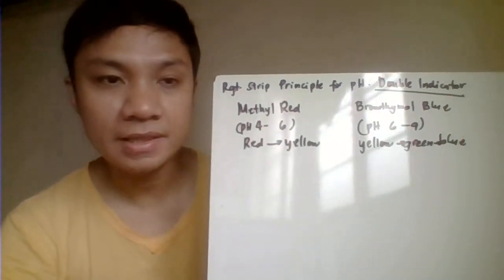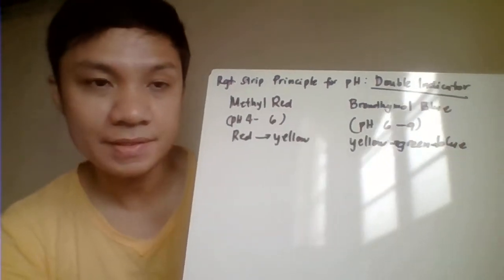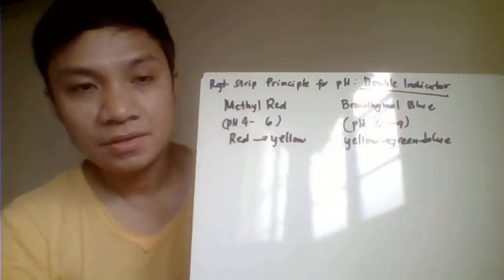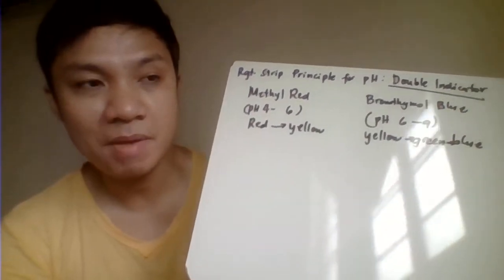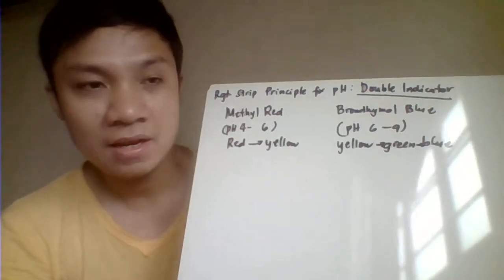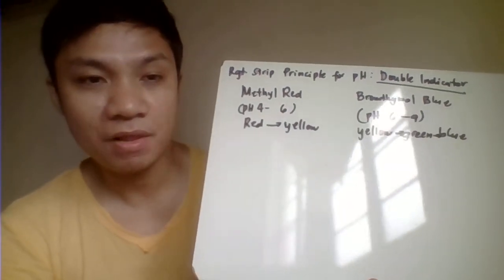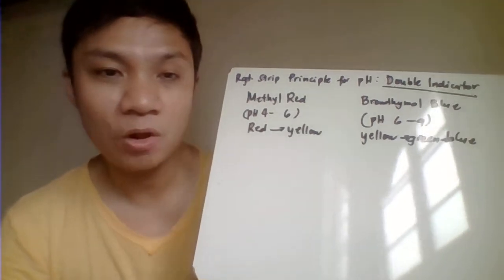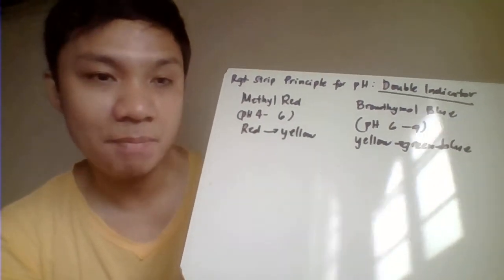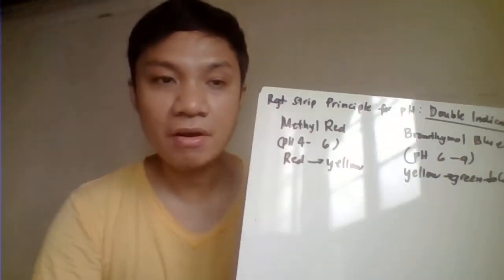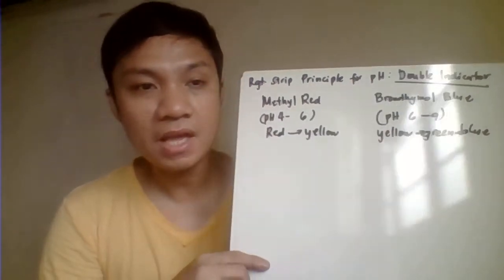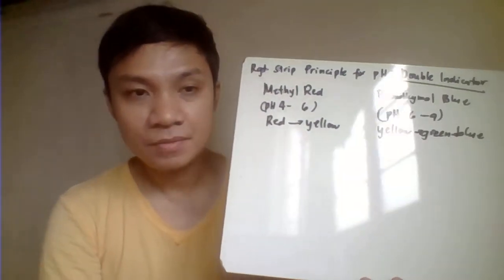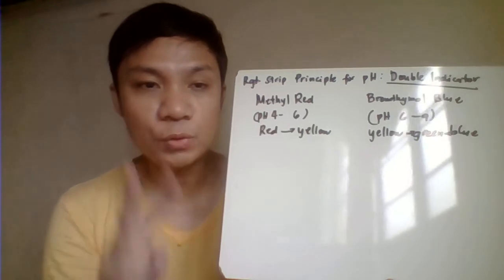Okay, then we have here the test principle here of your reagent strip for your pH. So the reagent strip here for the pH make use of the double indicator principle of your test strip. You need to know here and memorize all the principle of each of your test pads. Again, the principle here of your test pad for your test for pH is your double indicator. So from the word itself, it makes use of two indicators.